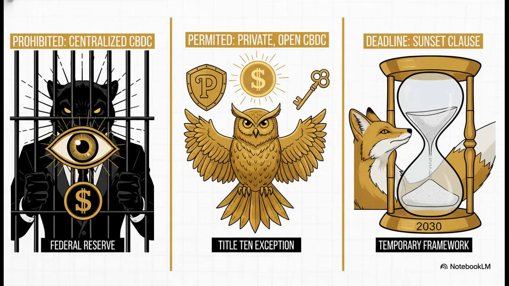So what's the bottom line here? Title 10 is not a simple ban. It's really a temporary, conditional framework. It's basically telling the Federal Reserve you are banned from creating a centralized, easy-to-surveil digital dollar. But you are allowed to create one that works like private digital cash. Oh, and by the way, the clock is ticking. You've got until 2030 to figure it out.